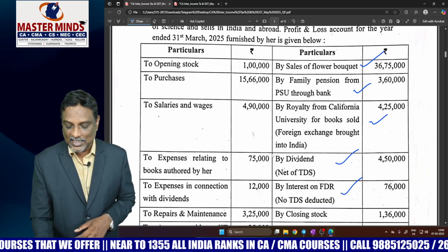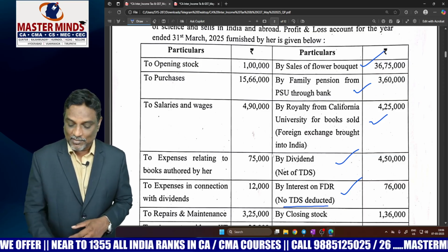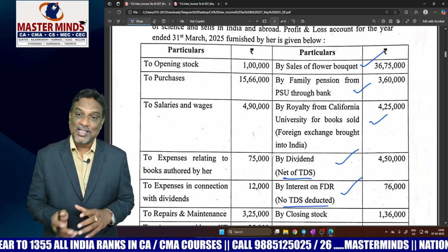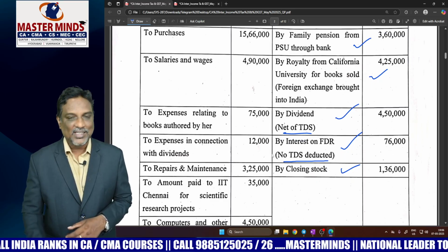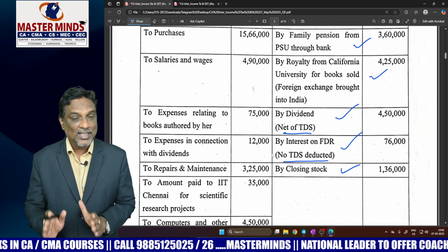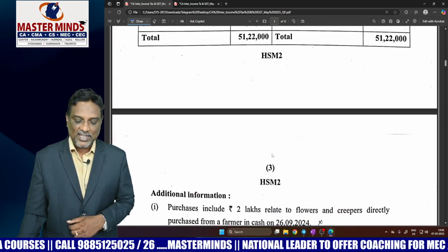Of course, where no TDS is deducted here, you have to take the amount as it is. But where TDS is deducted, you need to gross up the amount and take it into account. The last one is forming part of business. Other sources and PGBP are involved in this profit and loss account. In addition, some adjustments are provided here.